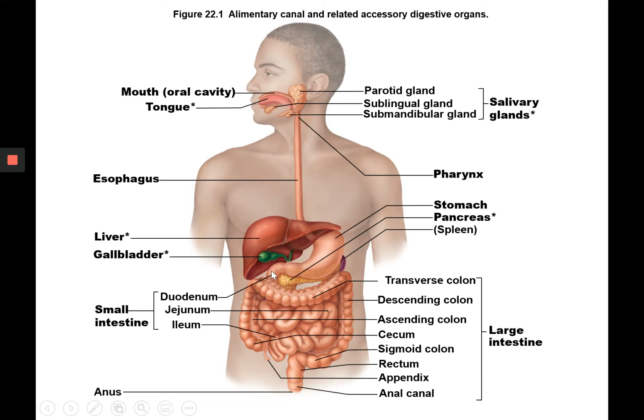The first part of the small intestine is the duodenum, followed by the jejunum and then the ileum. The duodenum is the shortest part of the small intestine. The jejunum is the next largest part, and the ileum is even longer. The ileum leads us into the large intestine. The first part of the large intestine is the cecum. The next part, the ascending colon. Next, transverse colon. Then descending colon. Next, sigmoid colon. Finally, the anal canal, which includes the anus.